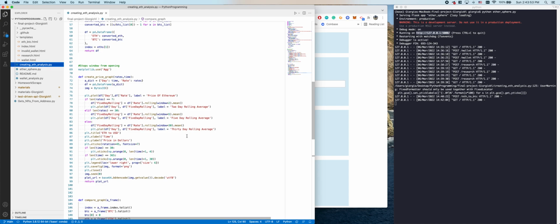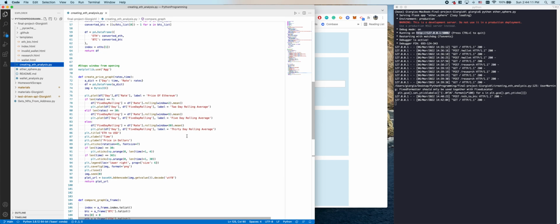First I use pandas to make a data frame of the prices, and then I used pandas rolling to get the rolling average which I desired. And then once I had those two, I saved it as a PNG and then uploaded it to the site.